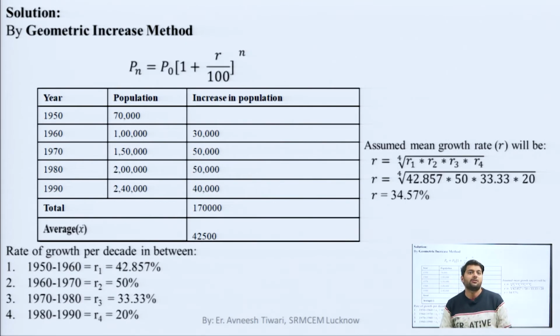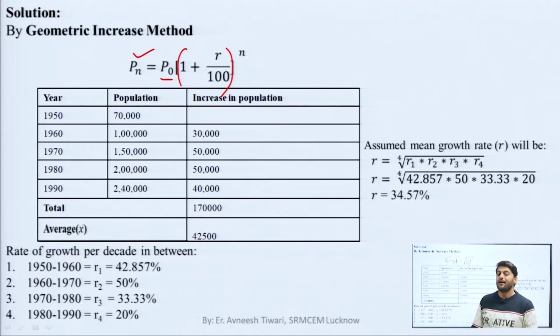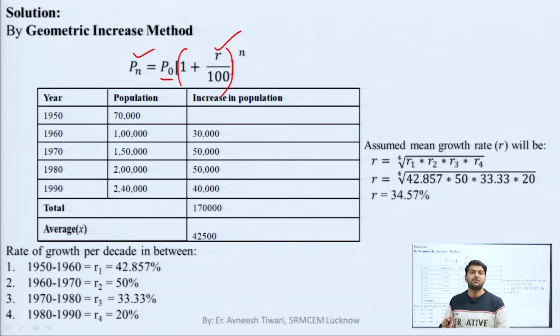Coming to next method, that is geometric increase method. So in geometric increase method, our percentage growth rate is assumed as constant. So Pn equals P0 multiplied by (1 plus R by 100) to the power n. Here R is what? Growth rate. The assumed mean growth rate is R, and n is again what? Number of decades between last known population and the time at which we have to calculate the population.